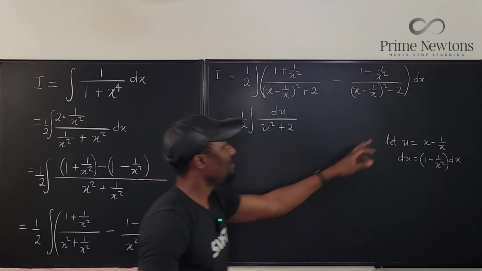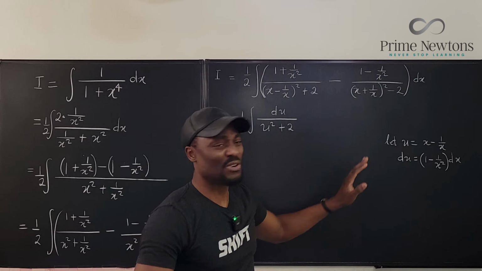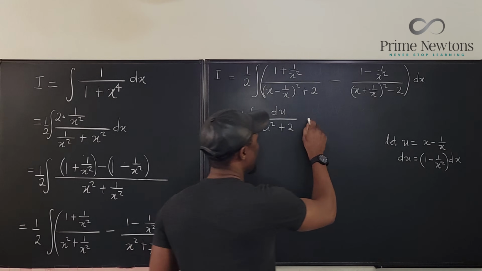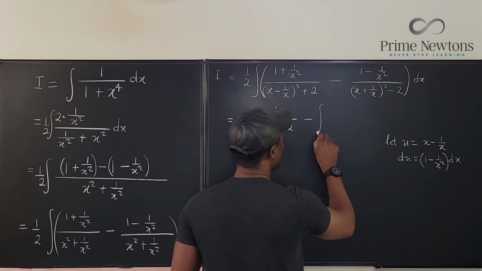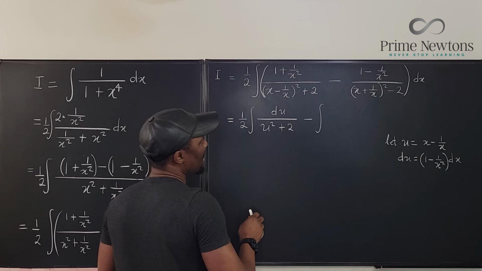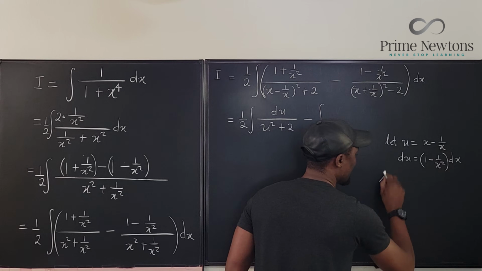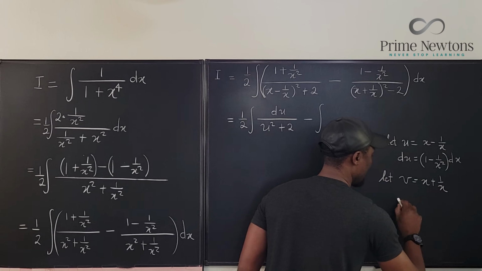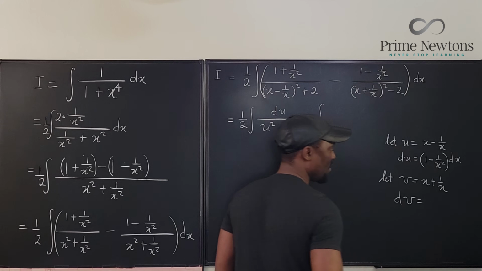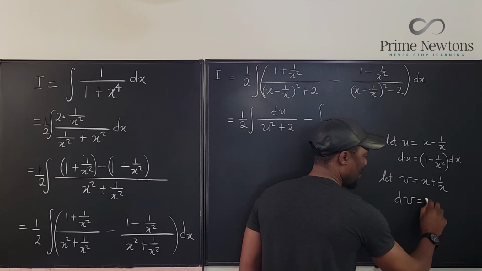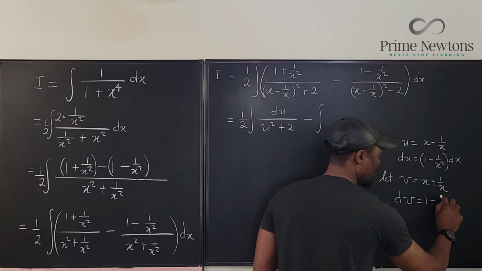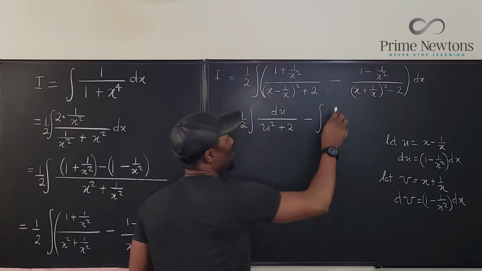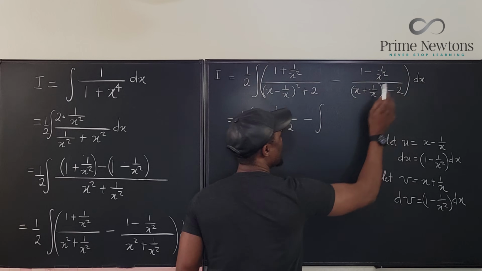We're done. Maybe I should have distributed this dx so I have two separate integrals, but you can see it. Let's save time. Okay, that's the first integral. Minus, now I'm splitting it, we do the same thing. Let v be equal to x plus 1 over x. dv will be equal to, what is it? 1 minus 1 over x squared dx, which is what you have here.